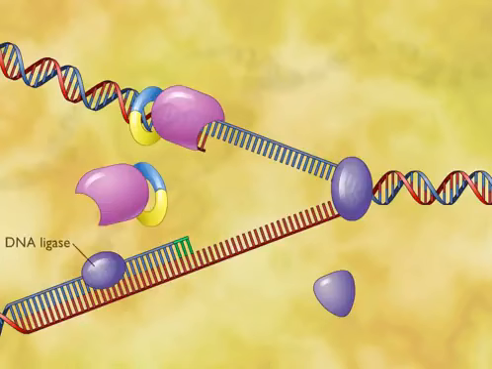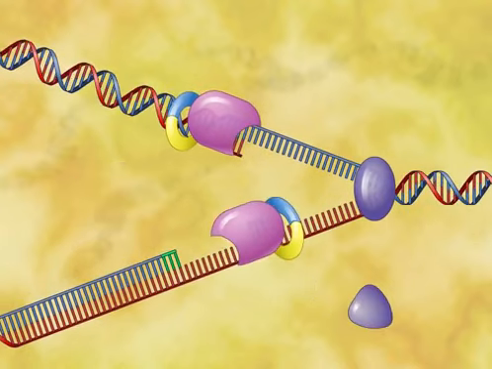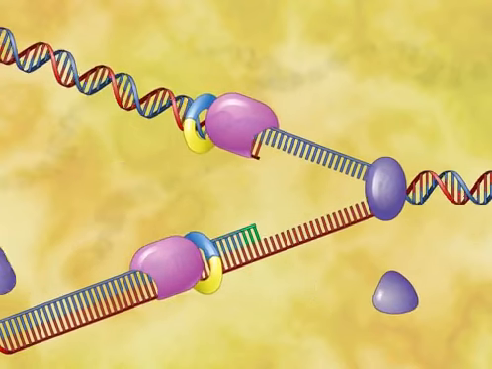DNA ligase then attaches and forms phosphodiester bonds. The DNA is further unwound, new primers are made, and DNA polymerase III jumps ahead to begin synthesizing another Okazaki fragment.